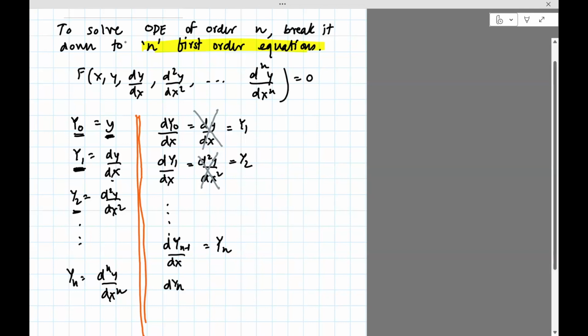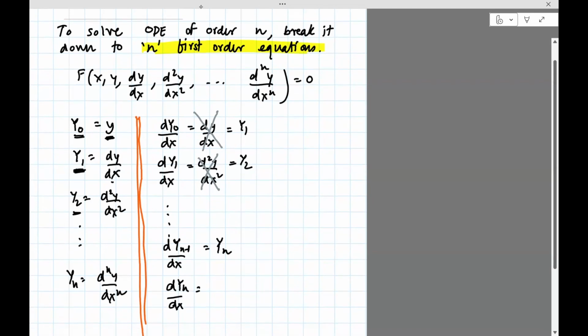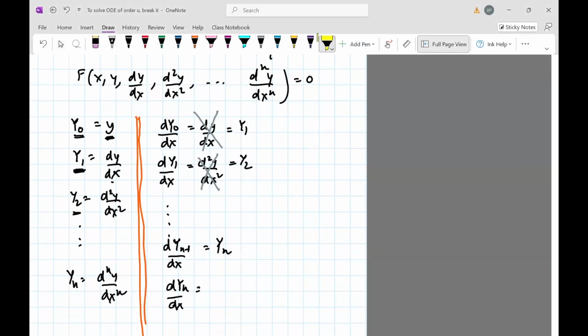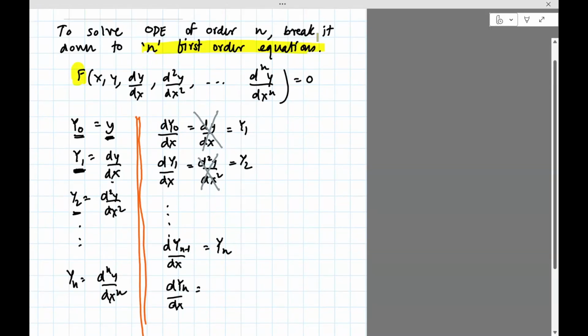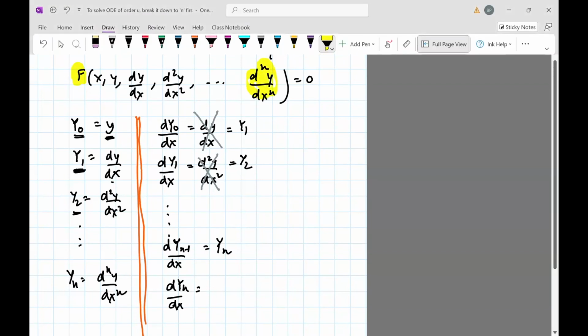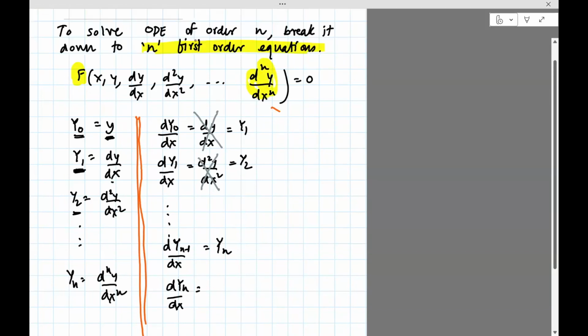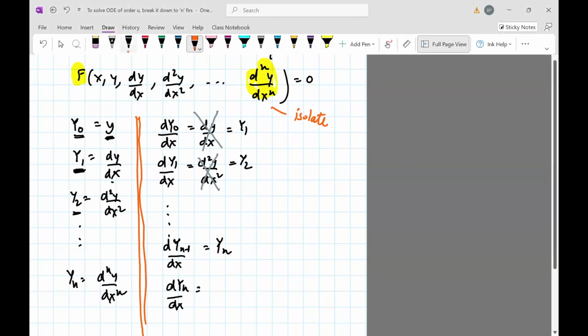That would be dy n dx, dy n dx equals, so we'll use this equation. This is uppercase F. Hopefully we can isolate this particular variable. So if we can isolate it, like pull it out, then everything on the other side will become our equations of interest.